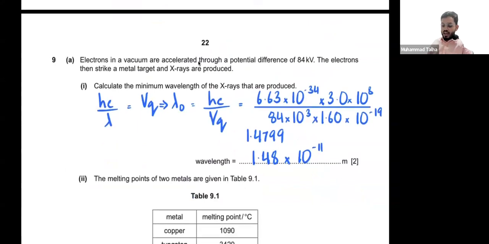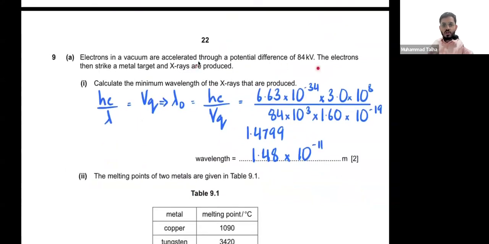9. Electrons in a vacuum are accelerated through a potential difference of this much. Electrons strike a metal target. X-rays are produced. Calculate the minimum wavelength of the X-rays which are produced. The minimum wavelength corresponds to the idea that all of the electric potential energy which the electrons have is transmitted to the photon energy, right? So hf is what I would say. Because I need wavelength here, I use hc over lambda. So lambda naught, the minimum wavelength, turns out to be this value just by using this equation. h is the Planck constant, c the speed of light, V, the accelerating potential difference, is given, and Q is the charge of an electron.